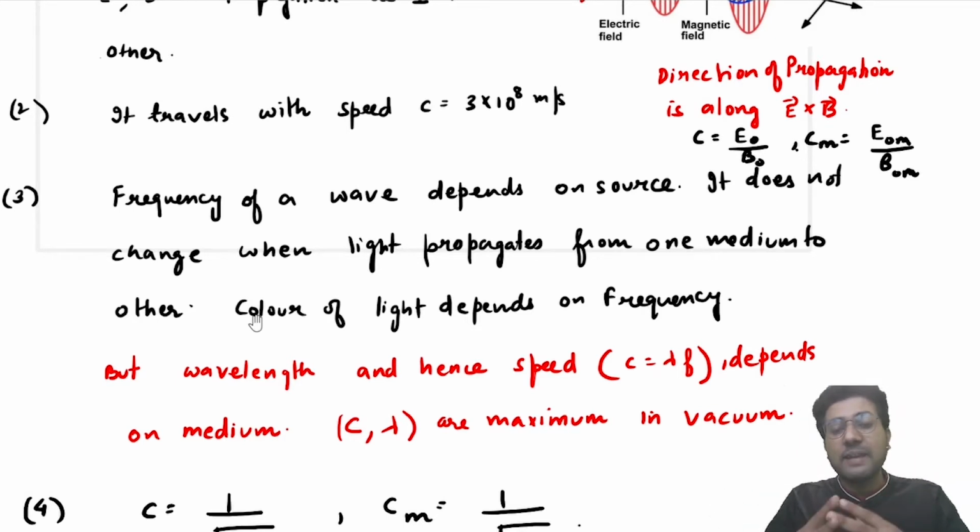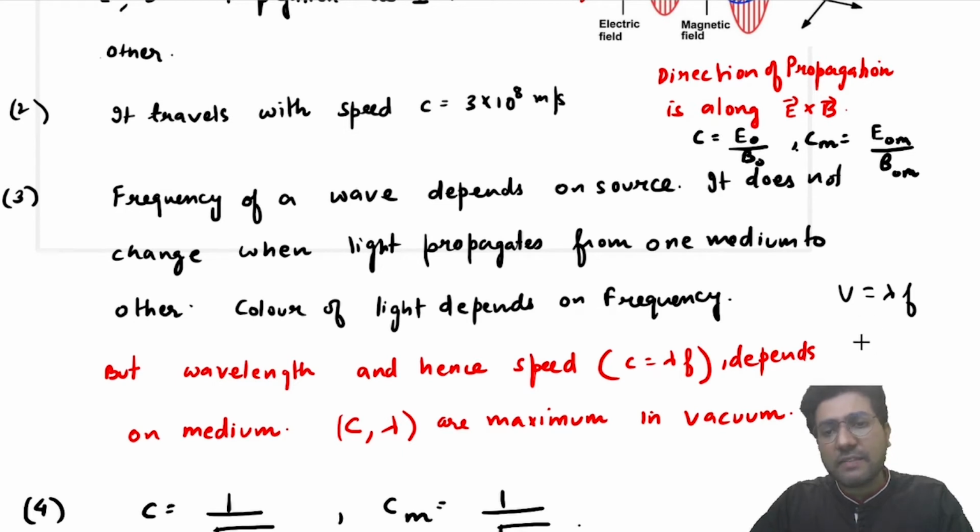What do you mean by this? You know that any wave speed v is equal to lambda into frequency. Similarly, light is an electromagnetic wave, so speed of light is c equal to lambda into f. Any wave, this is valid for any wave. Okay, wave velocity is equal to lambda, that is wavelength, into frequency. So it is valid also for electromagnetic wave. So the speed of light is equal to lambda into frequency.